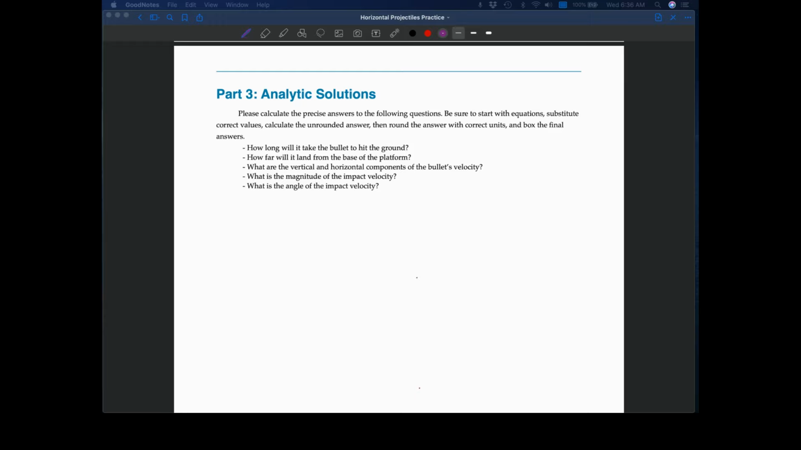In part 3, we were asked to find precise answers to the questions we have already solved with the average velocity table and estimates. So we're looking at the same thing, but we're just finding precise calculations. The thing for us to remember, of course, is that we have two dimensions. So we are going to set up a system of equations for each dimension.